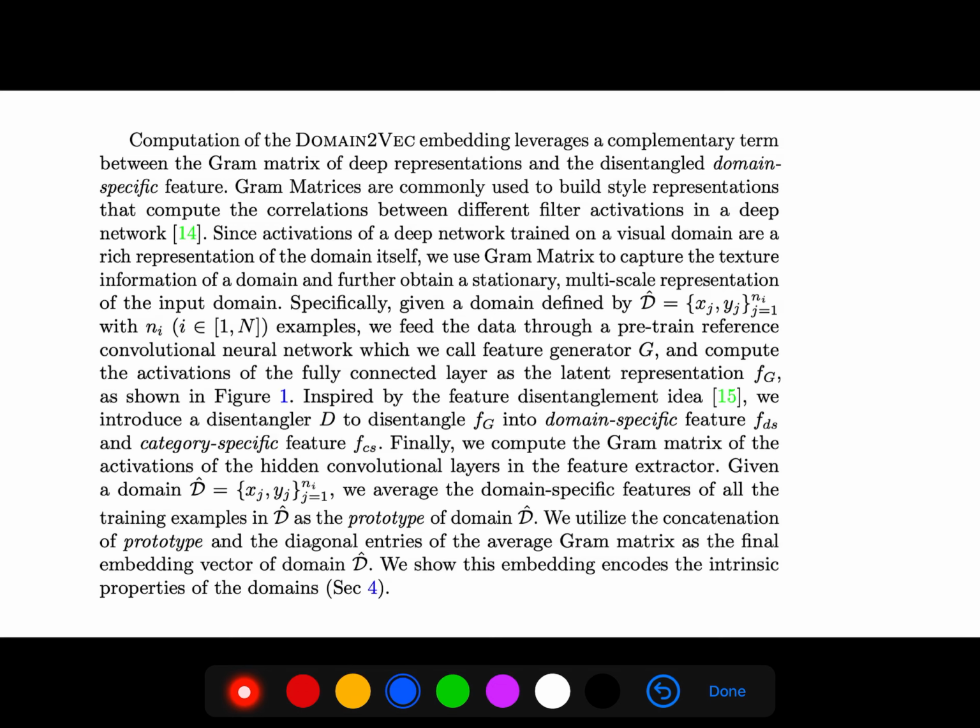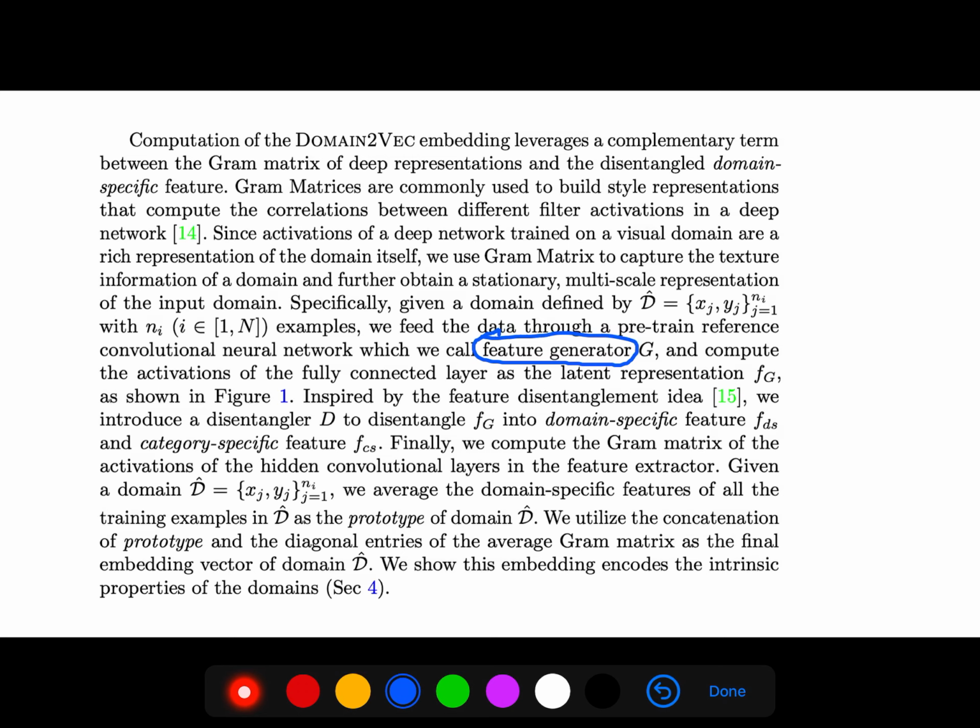the input domain. Specifically, given a domain defined by d hat with n sub i examples, we feed the data through a pre-trained reference convolutional neural network, which we call feature generator. Some articles say backbone, some articles say it's just a generator. For example, in adversarial setting, we fool the discriminator by designing a good feature generator. So let's carry on. So we compute the activation of the fully connected layer as the latent representation of f sub g.